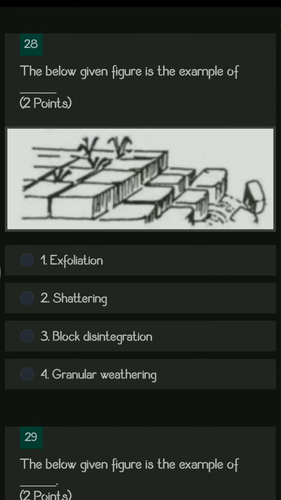Next question. The given below figure is an example of dash. So here in the figure you have some blocks which you can see, and here the options are exfoliation, shattering, block disintegration and granular weathering. So the right answer here is block disintegration, where the weathering takes place block by block at that particular joints.